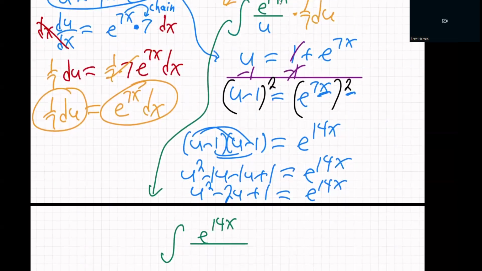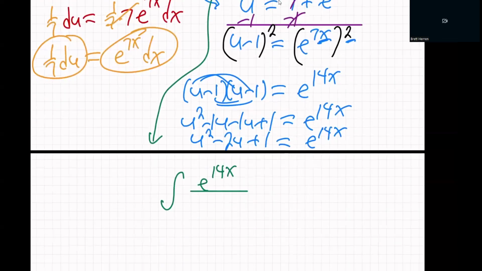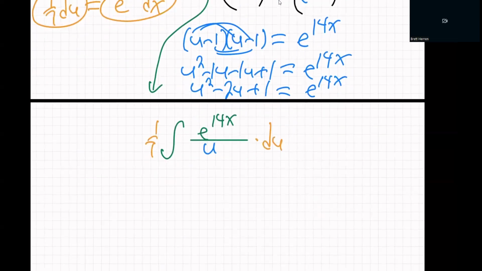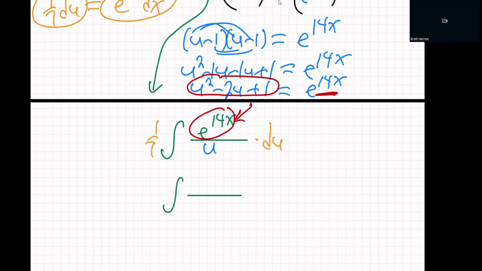e to the 14x on the top, u on the bottom, and 1/7 du in the front. So now this e to the 14x is that. So this becomes the integral of, and what do I got? I've got u squared minus 2u plus 1 over u du with a 1/7 in the front.